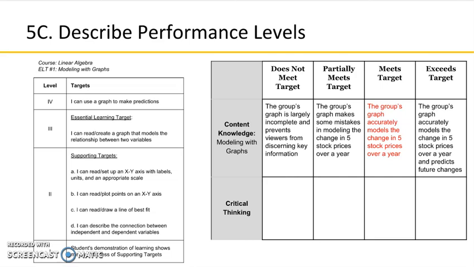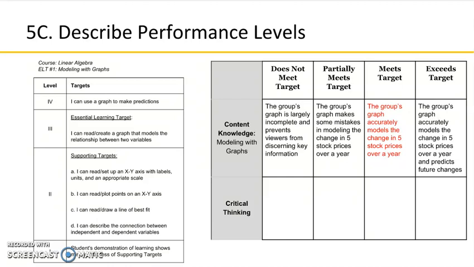So I took that proficiency scale language and I adapted it to my task, which was about stock market graphs. And so what I wrote in my scoring guide in red is the group's graph accurately models the change in 5 stock prices over a year. So it's consistent with the language of the proficiency scale. It's meeting the target there, but it's also describing how students would meet that target in the context of the scenario I've given them with the stock markets. At that point, I typically would move left.